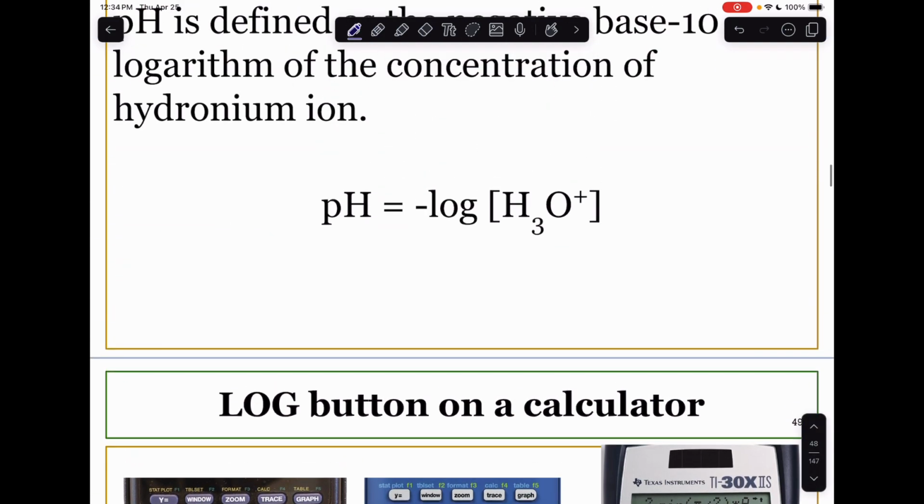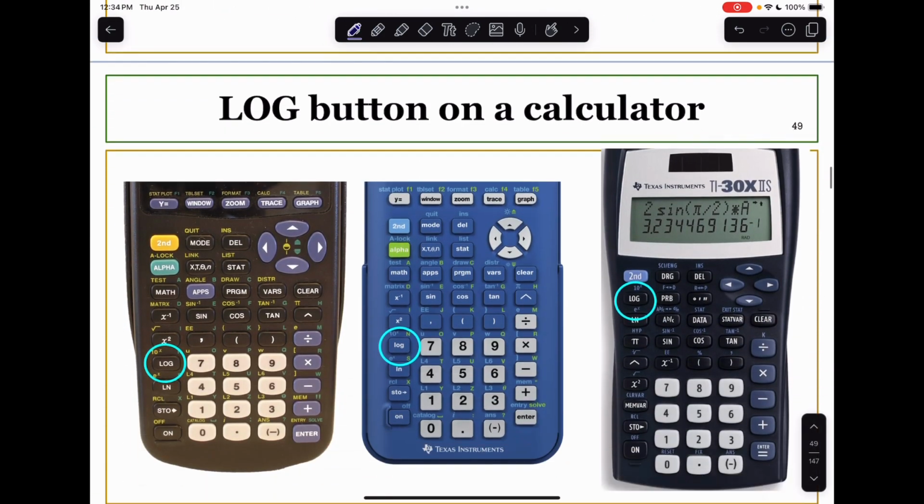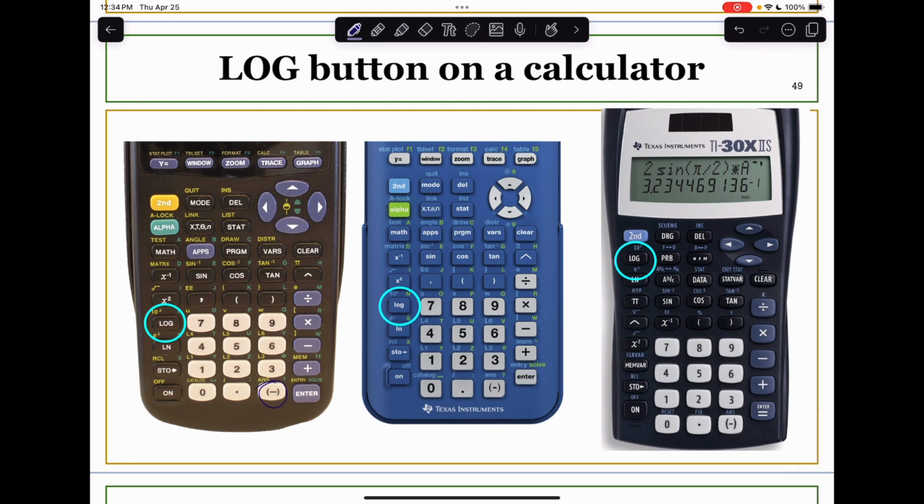Because the equation has the negative sign in it, you need to first press the negative button, not the minus sign. So this is usually where it is on the different calculators. And then you would press the log button. As you can see, if you can find the log button on your calculator. And then you would type in the concentration of the hydrogen ions. And then you can close the parentheses and press enter, and that is the pH.